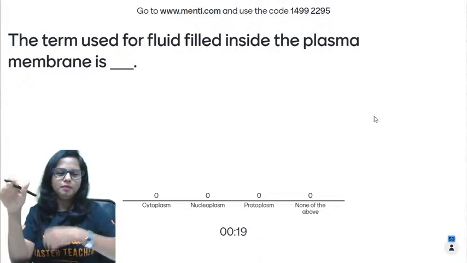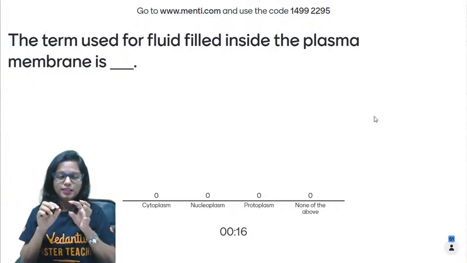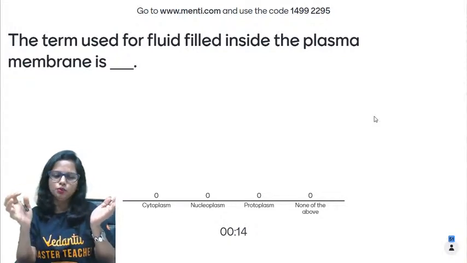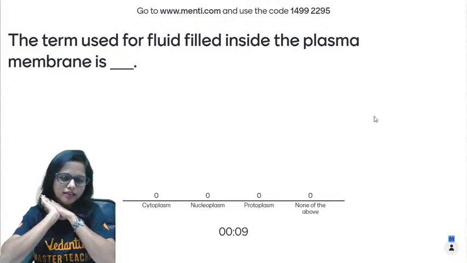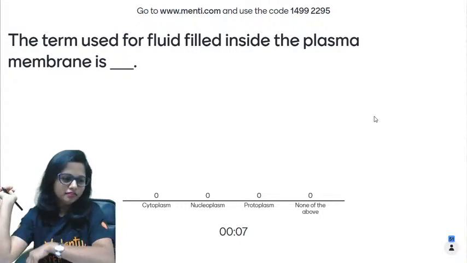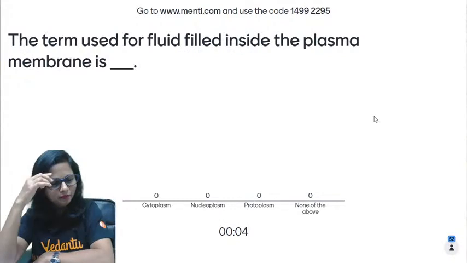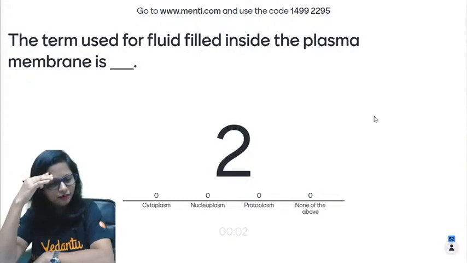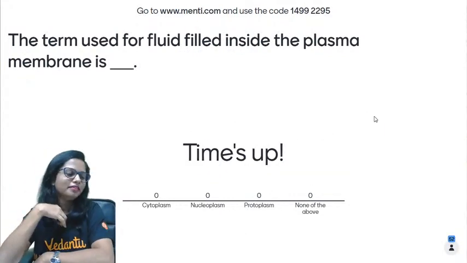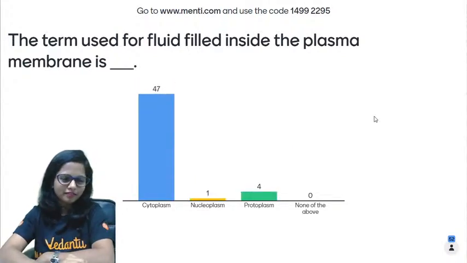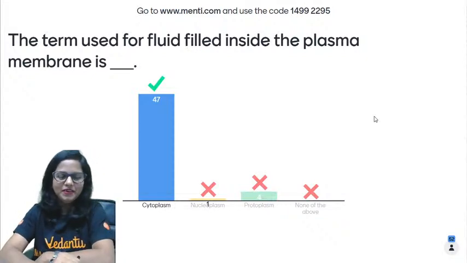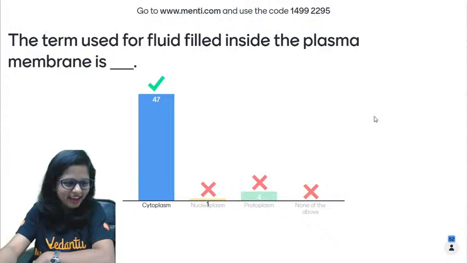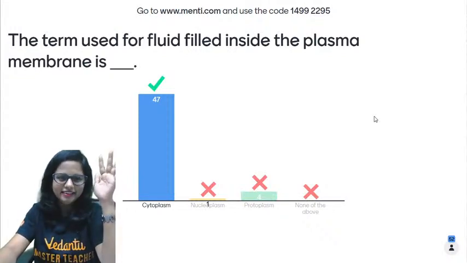Fluid filled inside the plasma membrane. That is, it lies between the cell membrane and the nucleus. Which is that fluid? A, D, none of the above? From which planet are you getting that? Tell me. Okay, actually you were just kidding. Okay, 47 of you answered cytoplasm, and yes, my dear kids, that's A, cytoplasm.